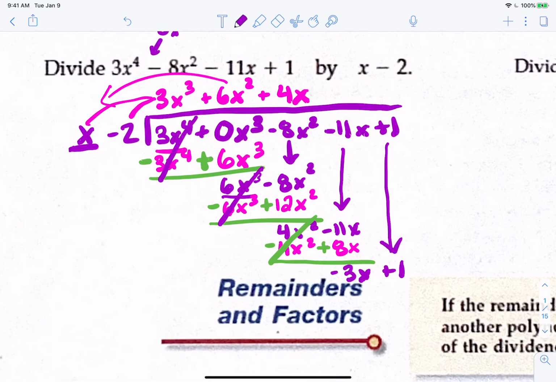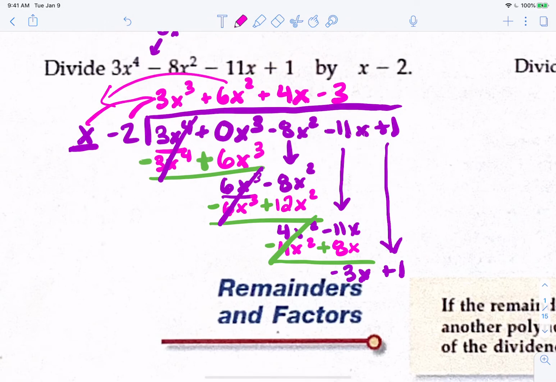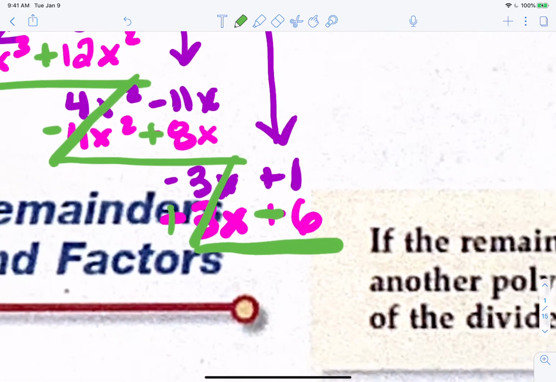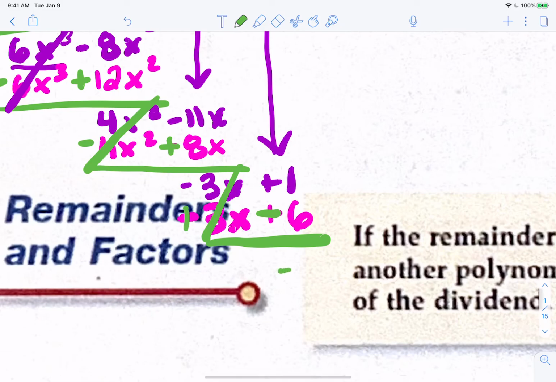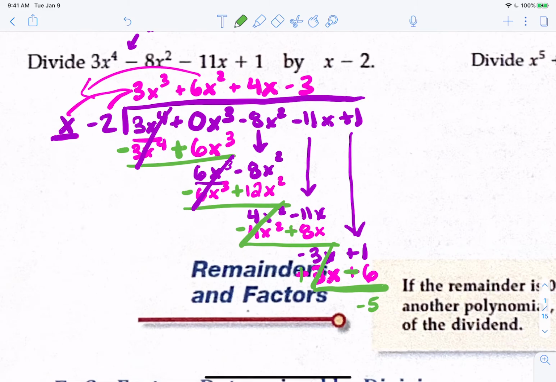Okay, one more time. What do you have to take times x to get negative 3x? Negative 3. Negative 3 times x is negative 3x. Negative 3 times negative 2 is positive 6. Okay? And then we flip the sign. So negative 3x and positive 3x go away. Positive 1 and negative 6 become negative 5, because it was negative 3 times negative 2, and it was a positive 6. Right? So now it's a negative when we flip the sign.